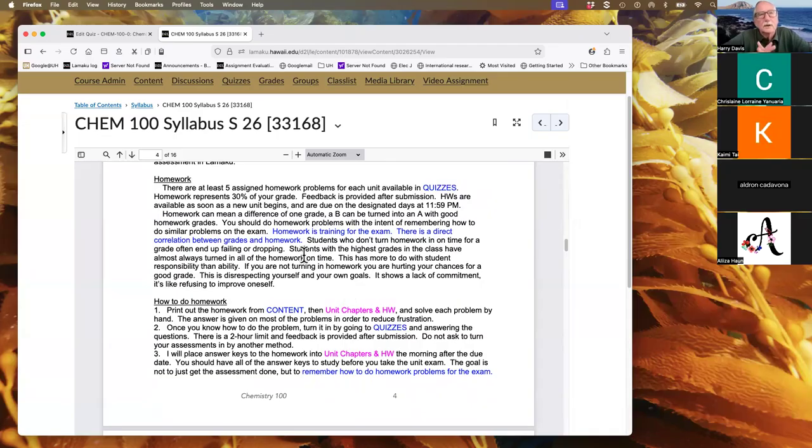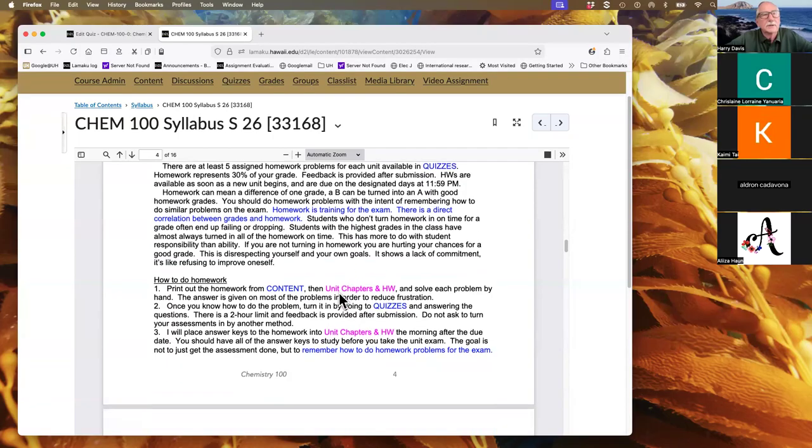So the homework questions you see, I provide the answers there. So all you have to really do is get the process correct. By giving you the answers, that takes away a lot of the frustration. Can you imagine turning in homework and not knowing whether you got it right or not? So anyway, that's now 30% of your grade.